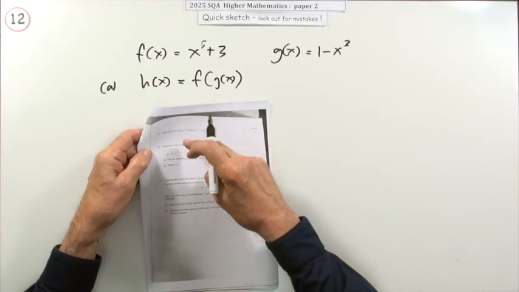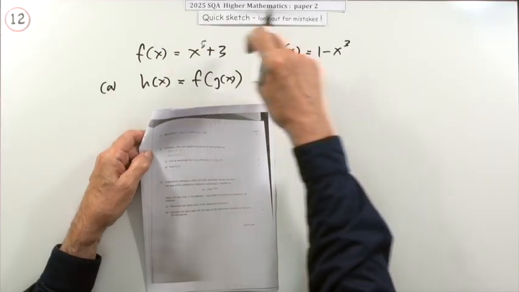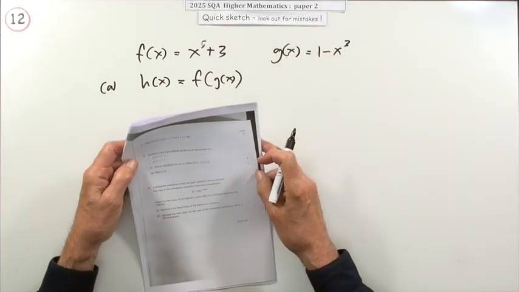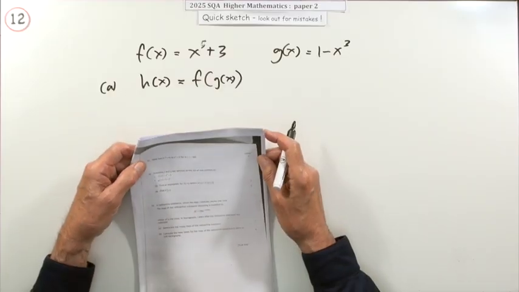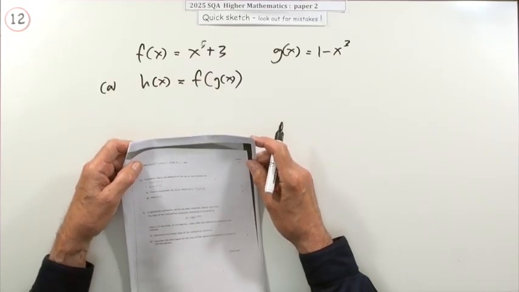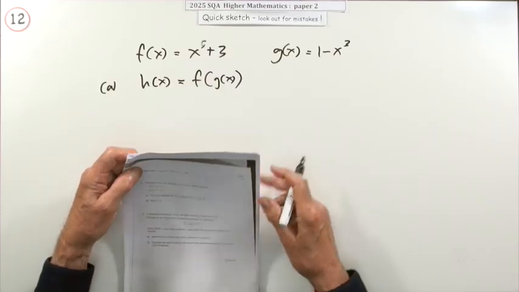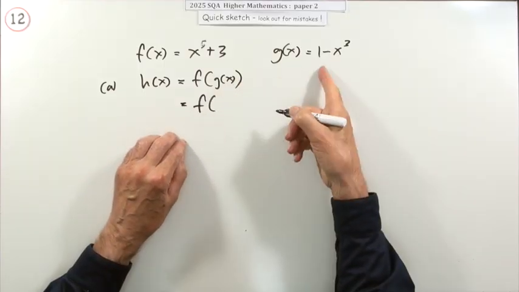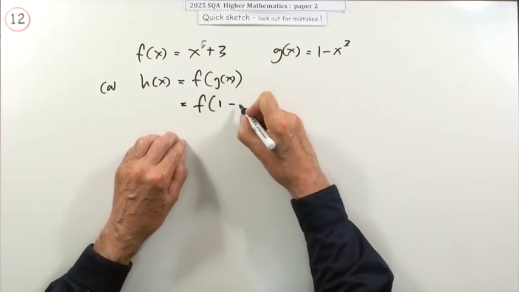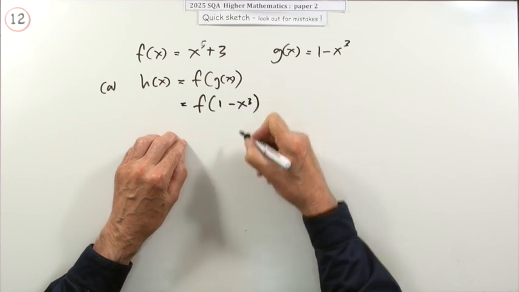Number 12 then. Two functions are given by f and g here, and you have to find the composition of them and call that h for 2 marks. Well, that's not a lot. And then differentiate it for another 2 marks. Dearie me. So that's just going to be f of, so f's going to act on 1 minus x cubed.